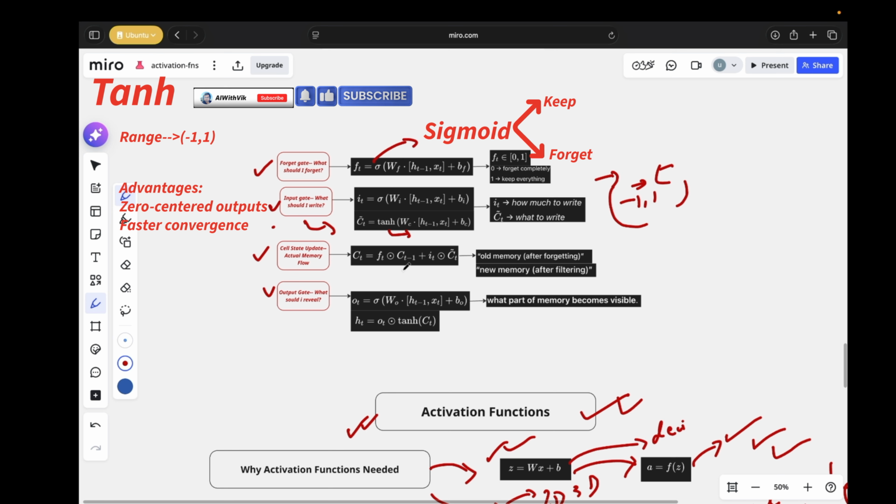In the cell update, or the actual memory fold, the old memory is basically thrown out after forgetting, and new memory is filtered. And in the output gate, finally, we again have the sigmoid function, deciding what part of memory becomes visible, and then on top of it the tanh function is applied, right? So tanh as an activation function is very important. Now, why is tanh ideal here? Because it keeps the values between -1 and 1, right? And it prevents exploding memory values.